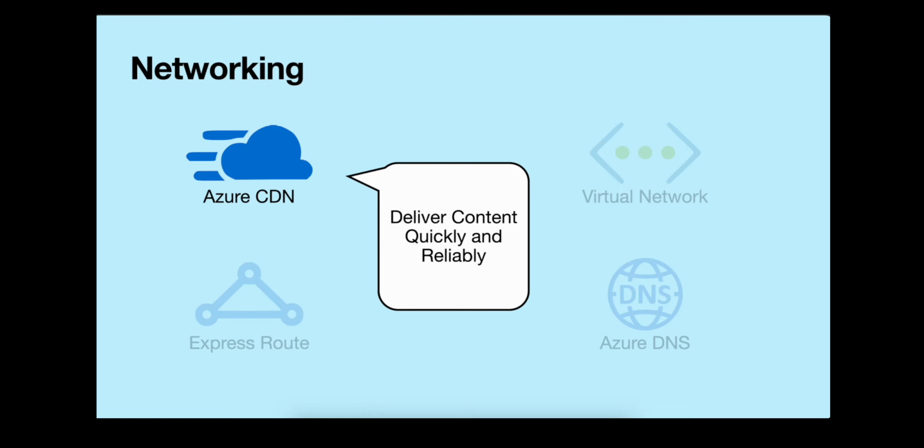Next major category is networking. Azure Networking provides a range of services that allow businesses to securely connect with their resources, applications, and services. It includes services such as Azure CDN, Express Route, Virtual Network, and Azure DNS.